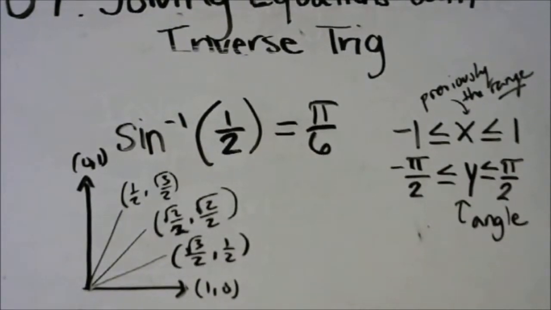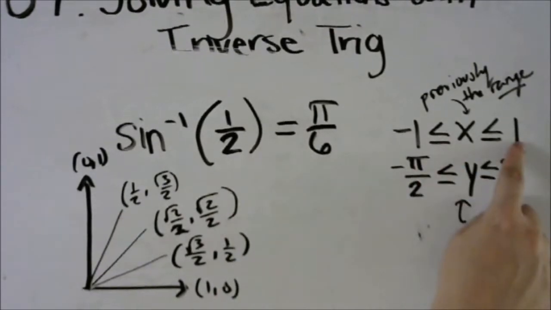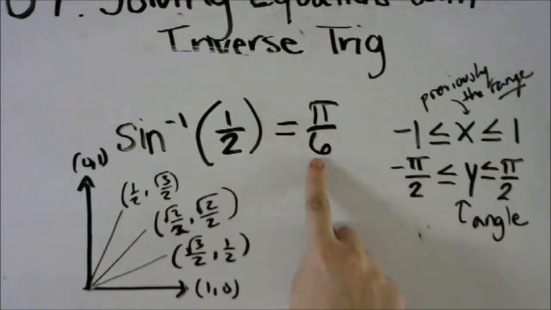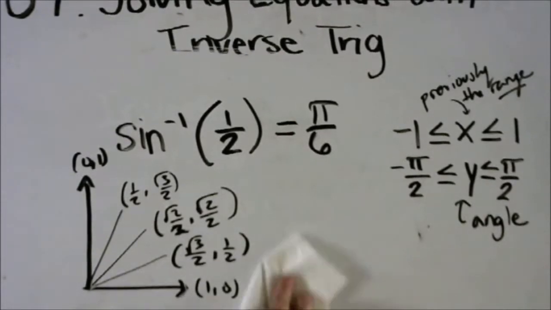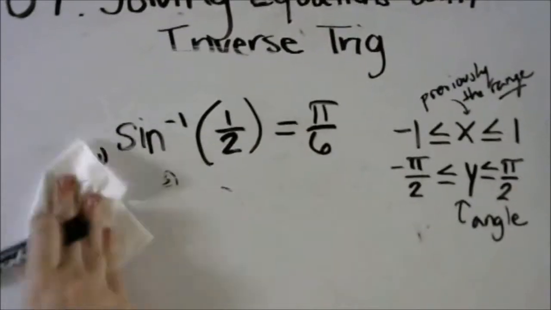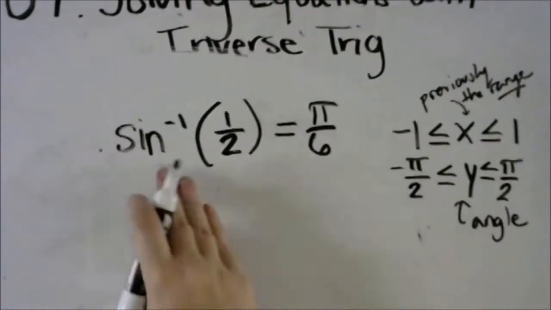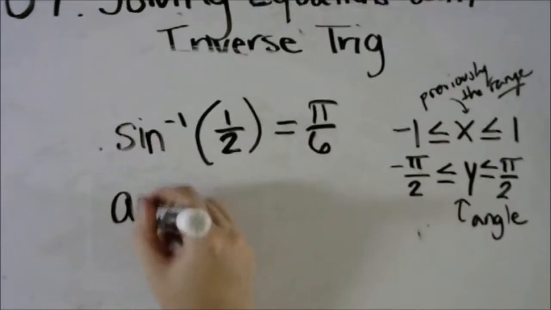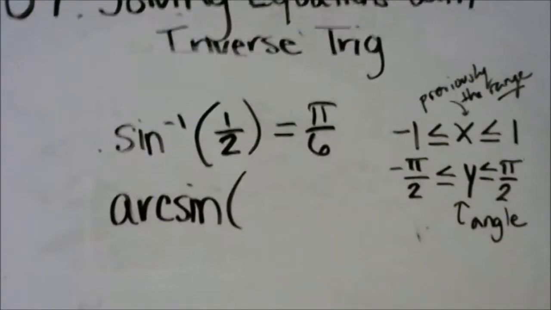And that's how you evaluate an inverse trig function. Now double check your domain and range. Is x a value between negative 1 and 1? Is y, the output, a value from negative pi halves to positive pi halves? That's how we know we've calculated the inverse correctly. Let's try that again, but this time using the other notation. Remember that inverse sine and arc sine mean the same thing using different notation.